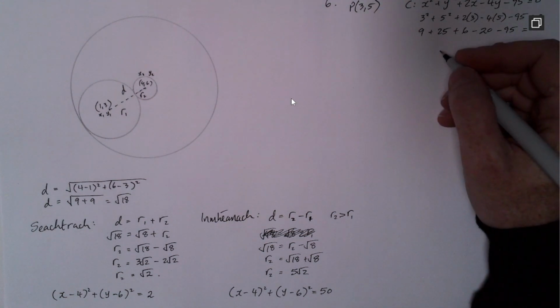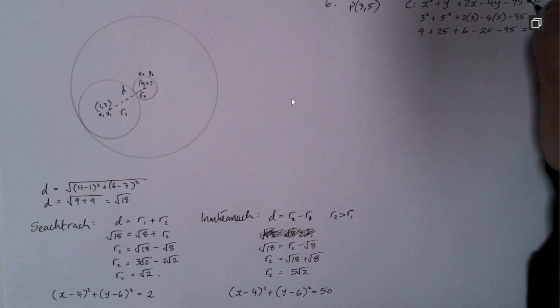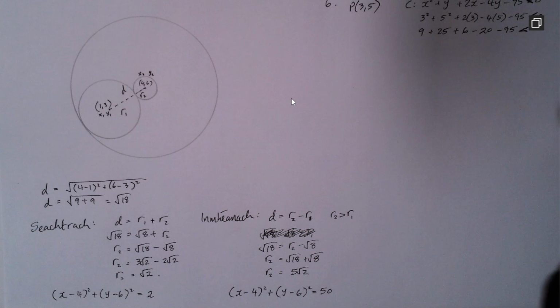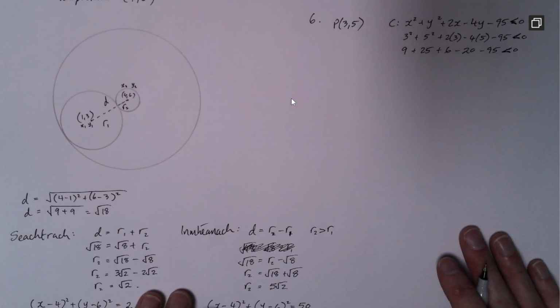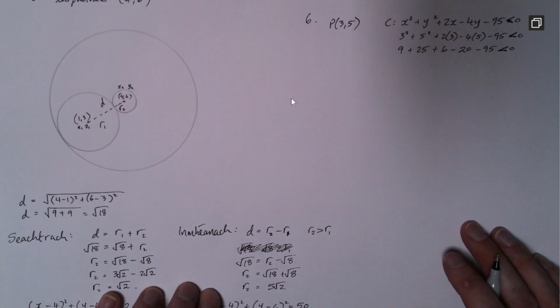Okay, so the point lies inside the circle, so that means it has a negative value. The value is less than 0 when the point lies inside the circle.